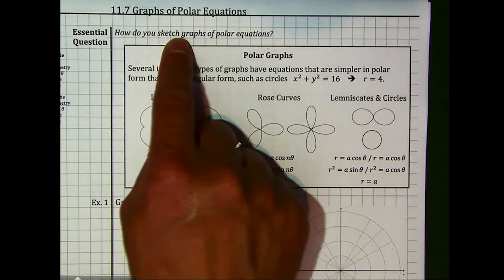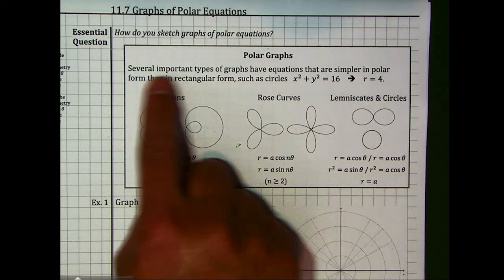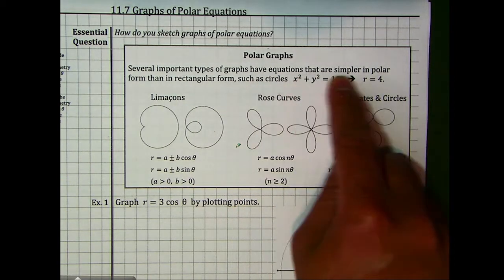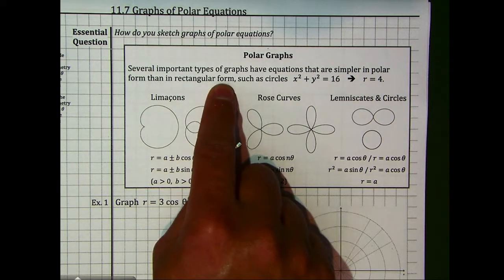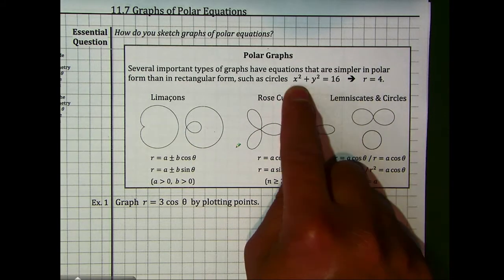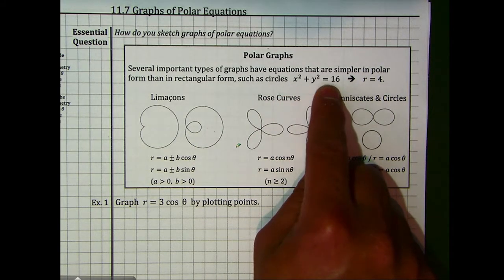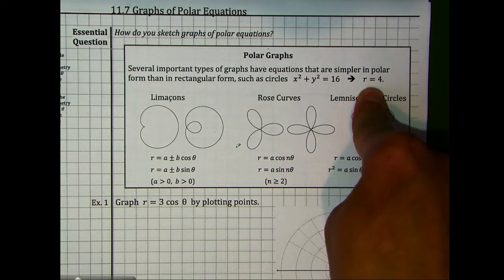So how do you sketch graphs of polar equations? We have several types of graphs that have equations that are much simpler in polar form than in rectangular form. One of the examples is circles. In rectangular form, we have x squared plus y squared equals 16. In polar, it is r equal to 4.